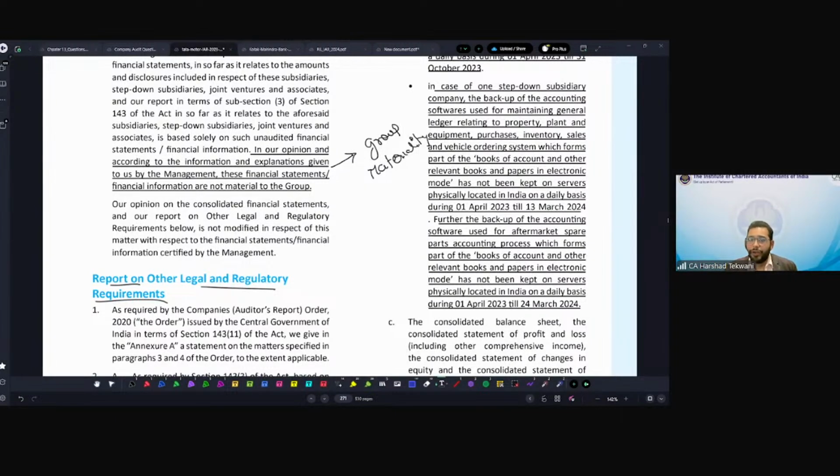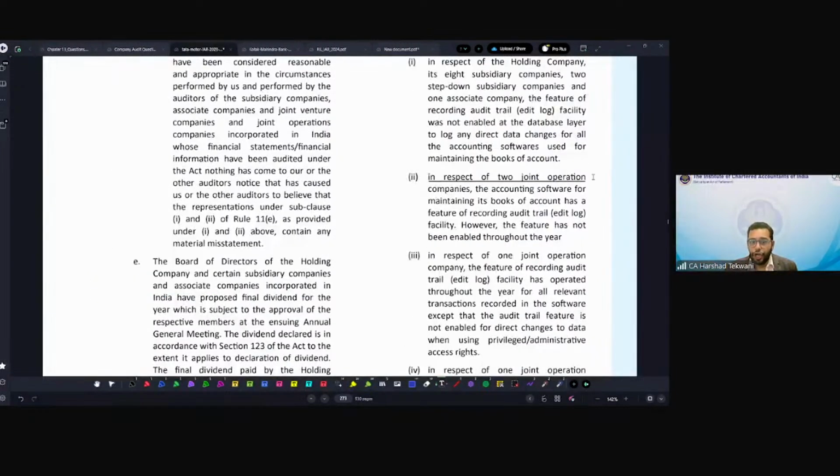Similar way. See, audit trail. In respect of two joint operations companies, the accounting software for maintaining its books of account has a feature of recording audit trail, audit log. However, the feature was not enabled throughout the year. So in a similar way, all the points that were applicable on the standalone financial statement with respect to 143.3 will be applicable over here, including your Rule 11. Rule 11(g) points are also there.